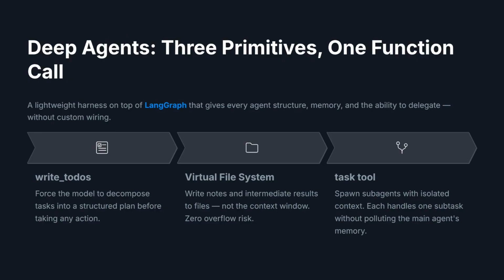So Deep Agents is basically an agent harness that sits on top of LangGraph. It gives your agent 3 things out of the box. First, a planning tool called write to-dos that forces the model to break tasks into steps before acting. Second, a virtual file system so the agent can write notes, intermediate results, or anything instead of stuffing it all into the context window. And third, a task tool that spawns subagents with their own isolated context. Each one focuses on a specific subtask without polluting the main agent's memory.